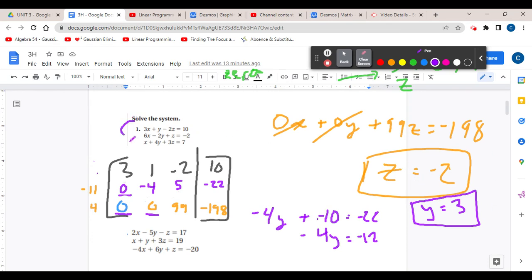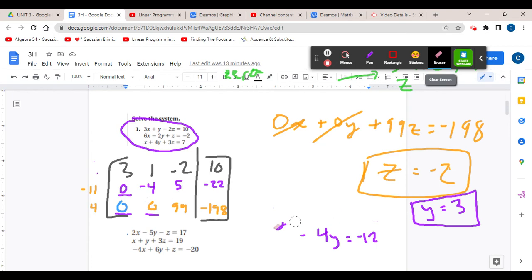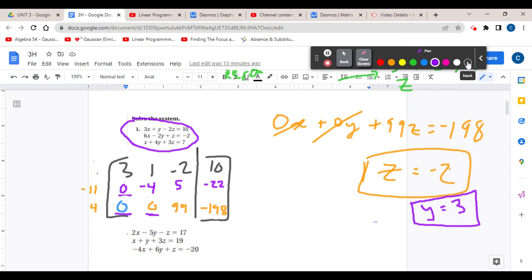Now we can go back to any one of these equations and solve for x. Any one. We can use the top row here, 3, 1, negative 2, 10 if we want to. We can go back to any of these if we want to. Let's just go to our top row for kicks and giggles here. So we have 3x, right? Plus y, which is 3, minus 2z equals 10.